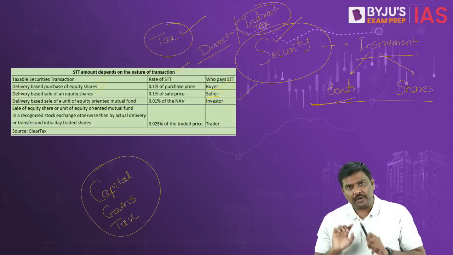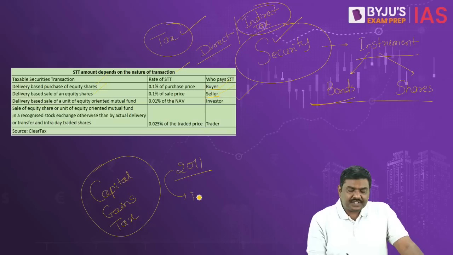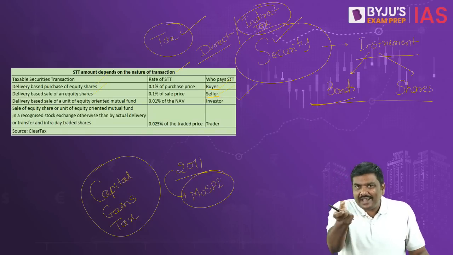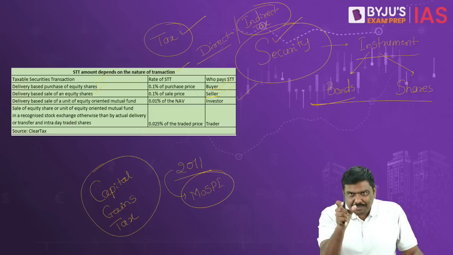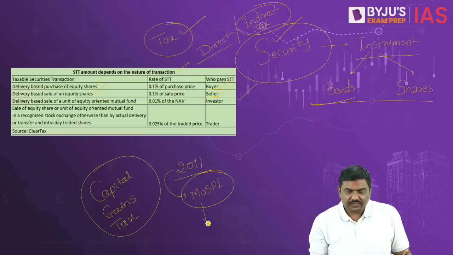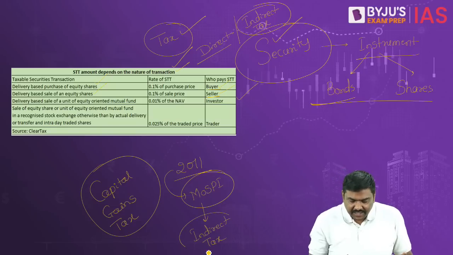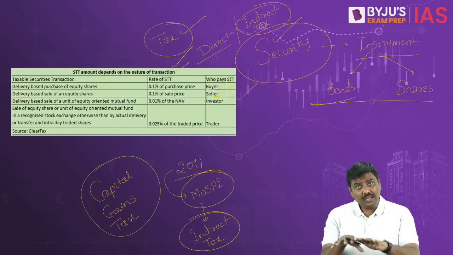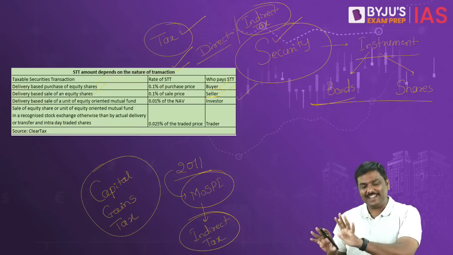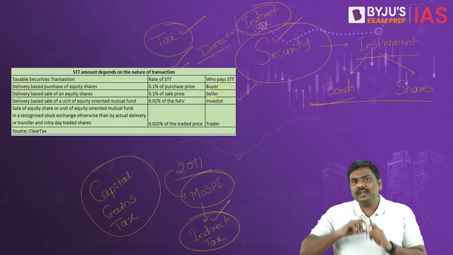I will go with the government document. Back in 2011, the Ministry of Statistics and Program Implementation published a yearly document. And in that document, they classified the security transaction tax as an indirect tax. They simply classified the STT as an indirect tax. So again I am saying, as per the Government of India's publication itself, it is an indirect tax. And moreover, if you look at it, you will realize it now. Have a look at this.